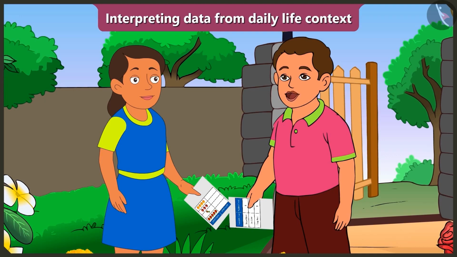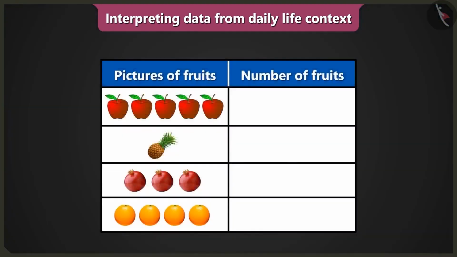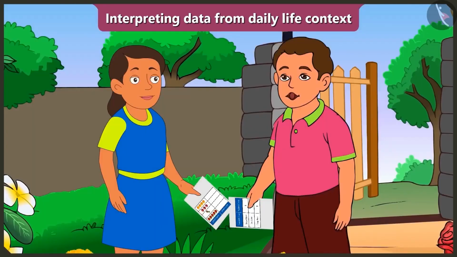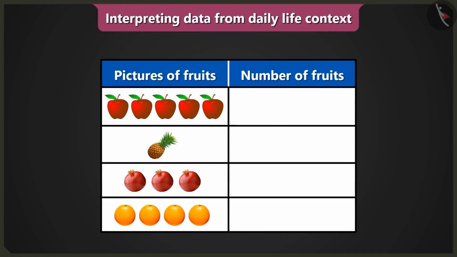Yes. Okay. Now show me the second table which Mummy has given to you. Here it is. Hey, there are only pictures of fruits in this table. The number of fruits is not written. So what will you do now? I will go to the kitchen now and count the number of fruits and come back. Hey, stop! You do not have to go anywhere. Why? Come on, all the data has been shown in this table.